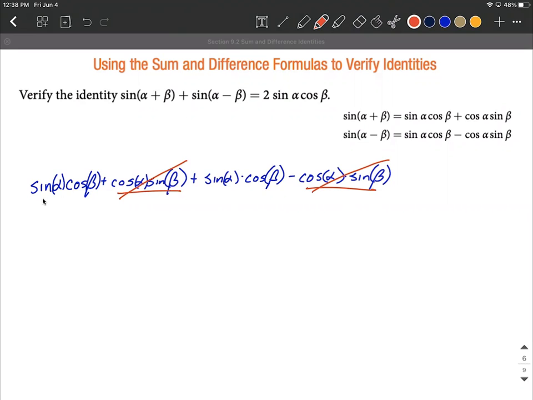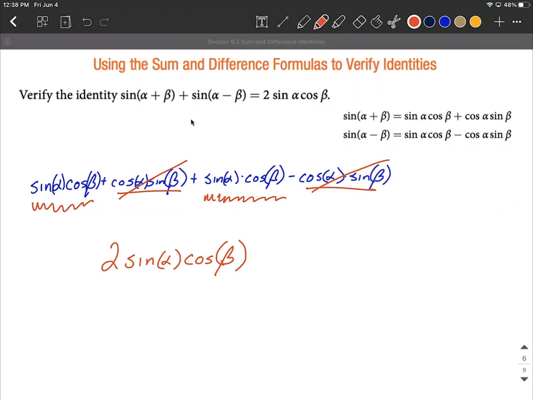But then these two are the exact same, right? We have sine of alpha, cosine beta, plus another sine of alpha, cosine of beta. So we can combine those together. We have two of the exact same thing. So we have two sine of alphas, cosine of betas, and that's what the right-hand side looks like. So with that, we've proven it.